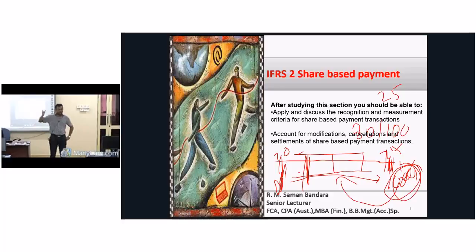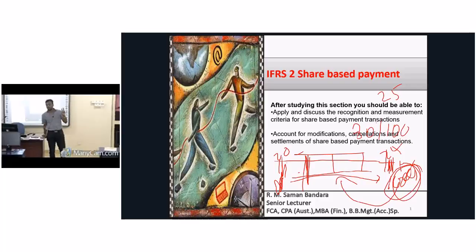At the end of the period, based on my share prices, I can give you cash, or based on my share prices, at the end of the period, I can give you equity or shares. Then if I pay by cash, I call it cash settled share-based transaction. If I give you equity, we call it equity settled share-based transaction. Understand? So we are going to learn how to account for those 2 types of share options. That's what basically we discuss inside IFRS 2.